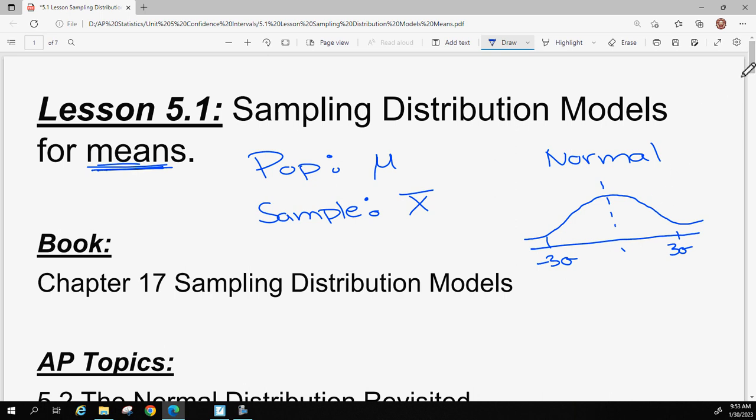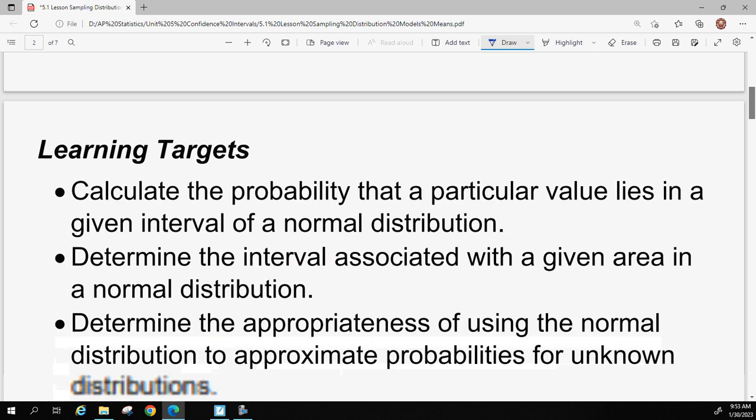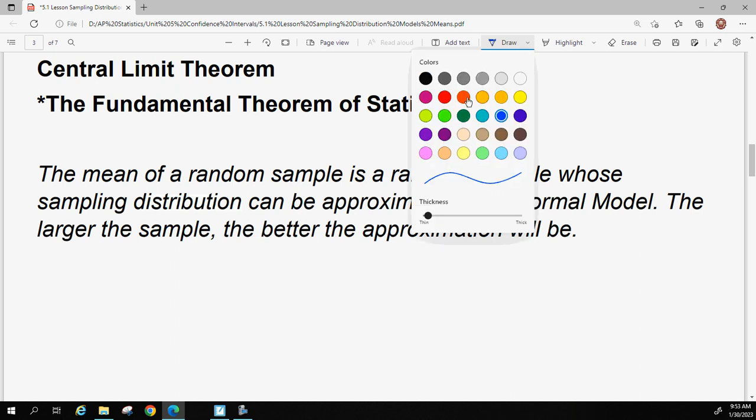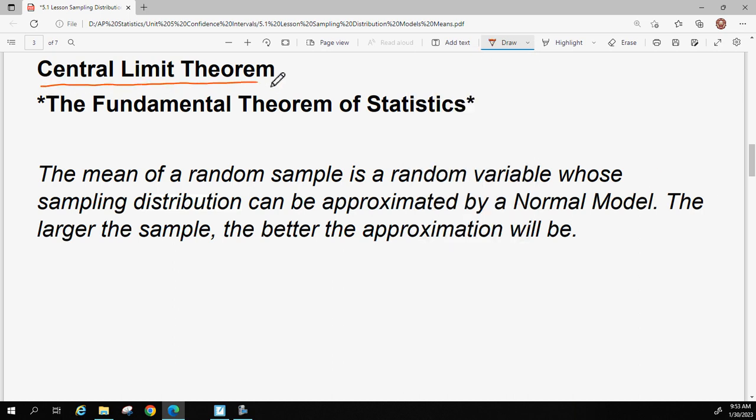And so now we are going to talk about data points on a normal model that aren't just individuals, but they're whole samples, and in this case, sample means. So we have this central limit theorem. If you take calculus, or you're going to take calculus, there's a thing called the fundamental theorem of calculus. I don't remember what it is. It's been a long time. But we have our fundamental theorem of statistics called the central limit theorem.